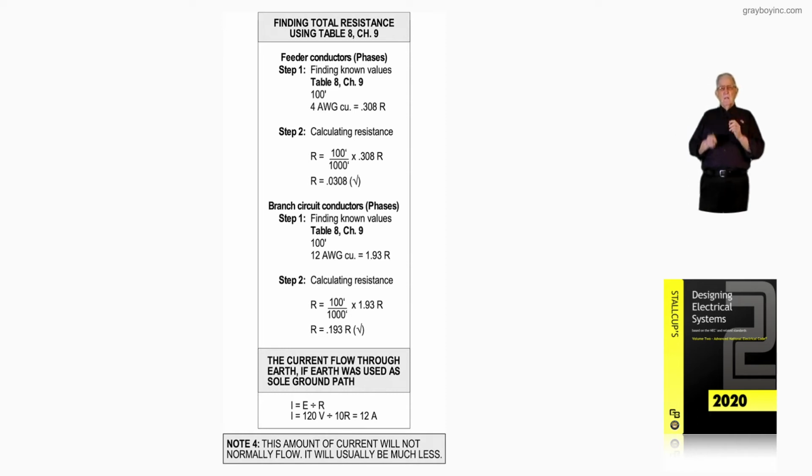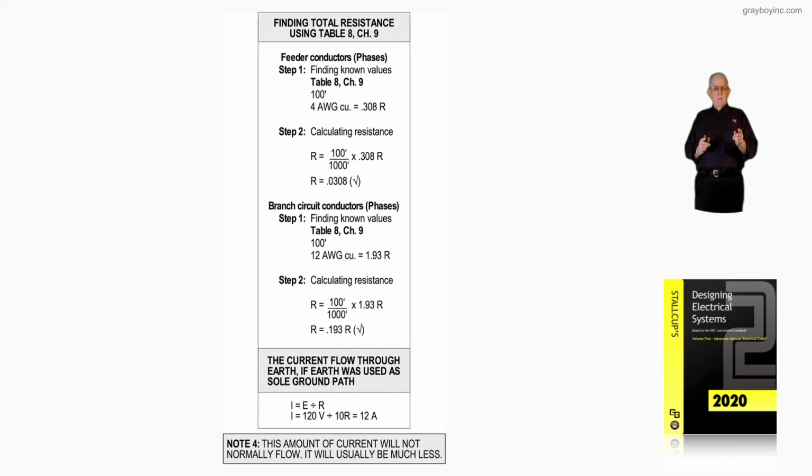Now, we look at the current flow if we didn't have an equipment ground, and you would have 5 ohms at each grounding connection, one at the transformer, one at the service. And when we took the 5 and 5 ohms, added them together, giving 10, 10 into 120, you'd have approximately 12 amps trying to flow through the earth between those two grounding points.